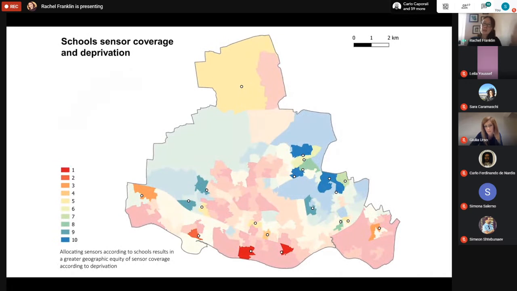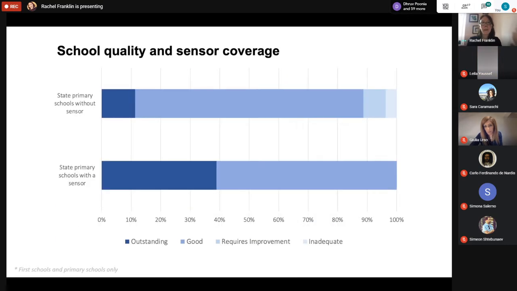All right, and you can see here from the map with deprivation and the schools that have sensors that it's a little bit more equitable than the regular sensor network, which was much more likely to privilege better off neighborhoods. So you still have a number of probably better off schools which have sensors, but at least you have some of these neighborhoods down along the river whose schools now have sensors. So we would say the school coverage is probably slightly better than the regular air quality sensor network.